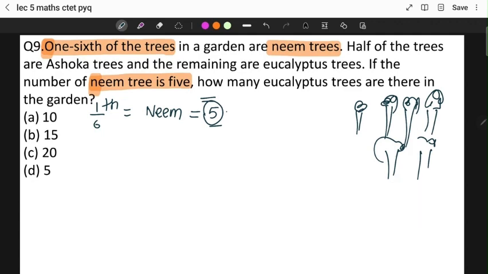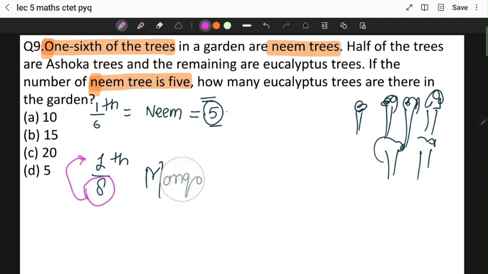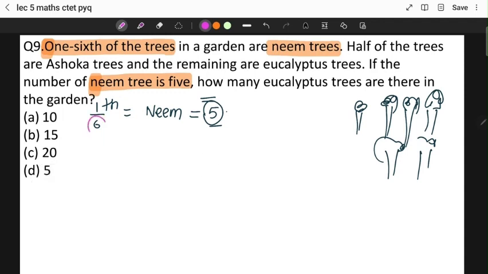If they had given us 1/8 of the trees are, for example, mango trees, it means there are a total of 8 different trees, and out of those 8 different trees, 1 tree is a mango tree. Similarly here, out of 6 different trees, 1 tree is the neem tree. Got it? We know how many neem trees there are actually: 5. Out of 6, 1 is the neem tree, so 1 will stand for 5 neem trees.